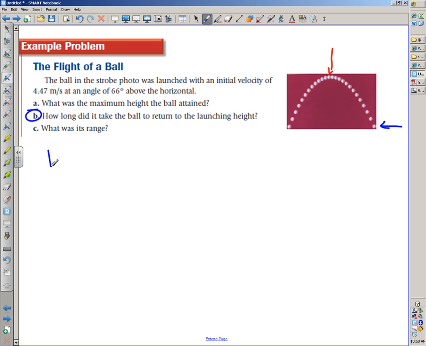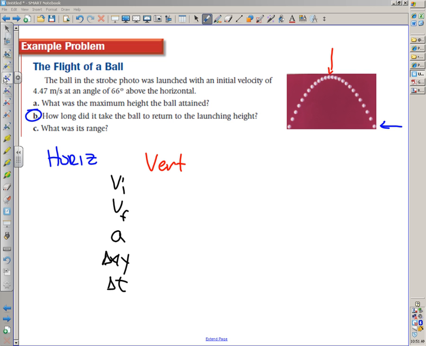So we set ourselves up our two lists again. Okay? Horizontal first, vertical second: VI, VF, A, delta XY, and delta T. Again, we can plug in the acceleration right away. 0 horizontal acceleration, 9.81 vertical acceleration, but we've already established, so we don't get in trouble, that that has to be negative.